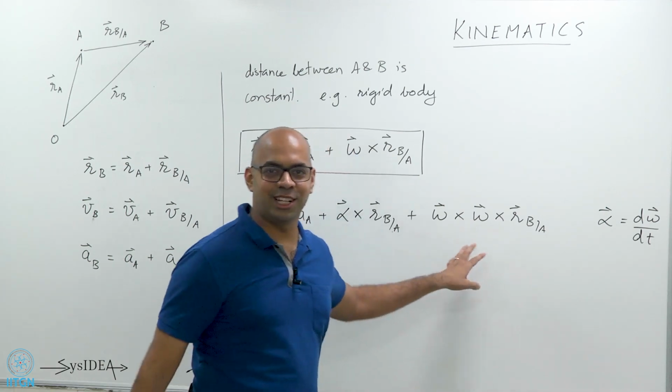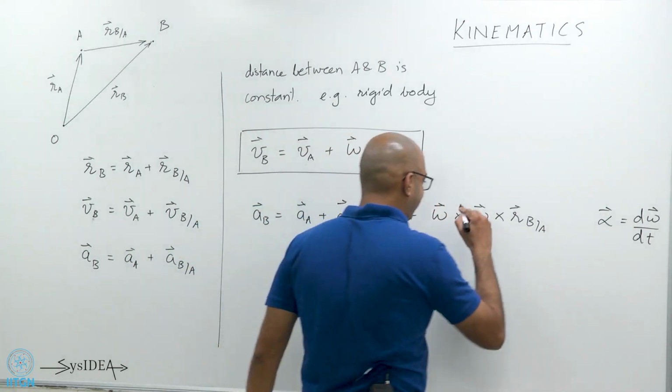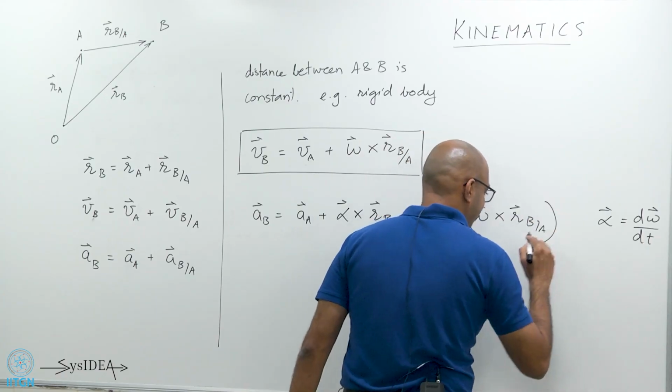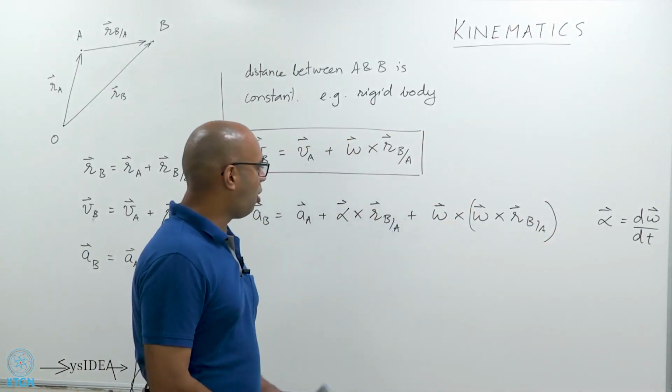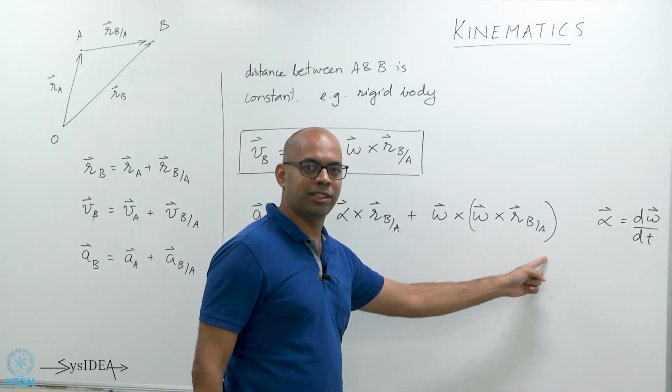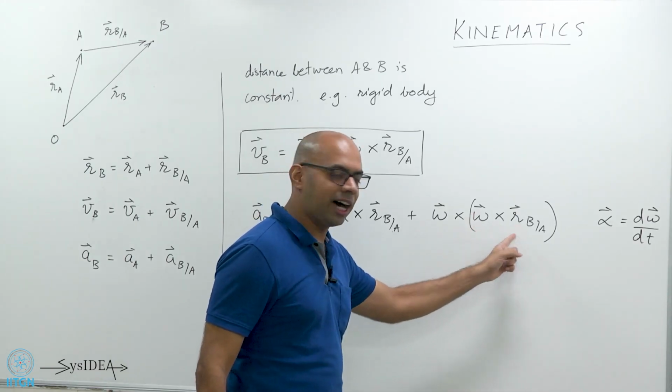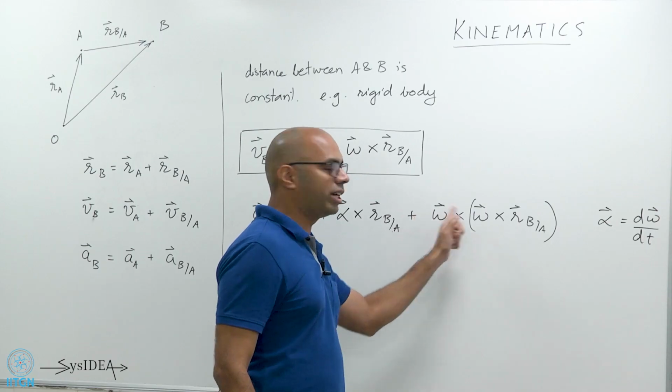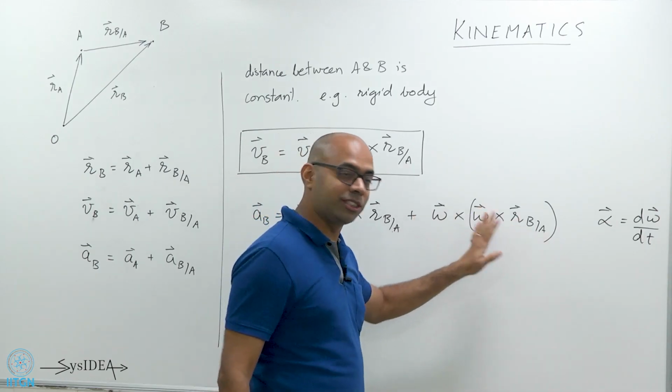No, I am joking. This term is not 0. Please remember this. People often make this mistake. The order of the cross products is important here. This bracket is important here. So it's an omega cross r. That whole thing, you have omega cross that term. So this term is not 0.